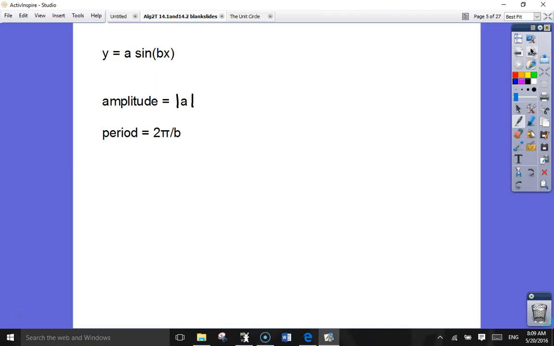And then the period has a formula, right? The formula is 2 pi divided by b, right? And the b is the coefficient of x inside the function, right? That's the b. If it's the sine of x, then it's 2 pi over 1. That means the period is 2 pi. It'll repeat itself every 2 pi.